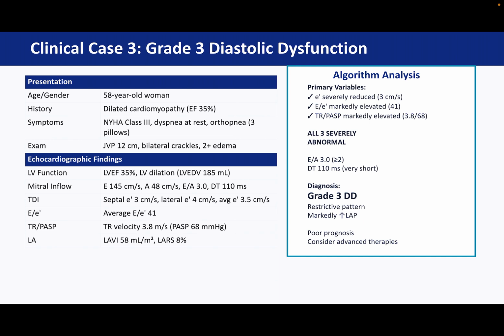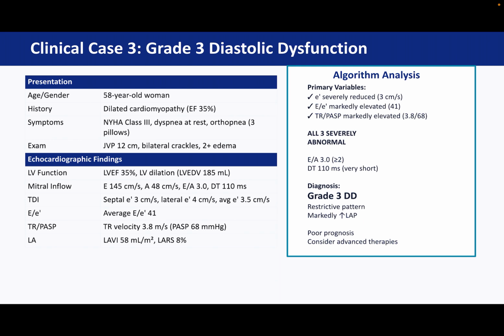Therefore, left atrial pressure is markedly elevated. The E to A ratio is 3, which is more than 2. Therefore, now we have diastolic dysfunction and elevated left atrial pressure. We can grade it as grade 3 since the E to A ratio is more than 2.